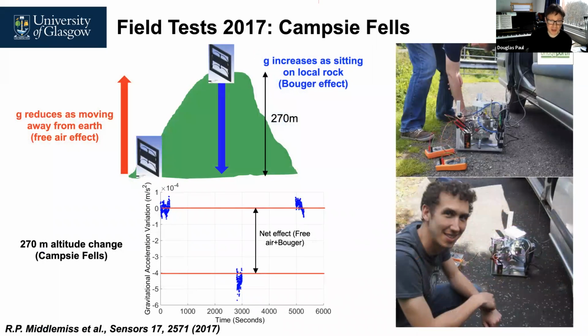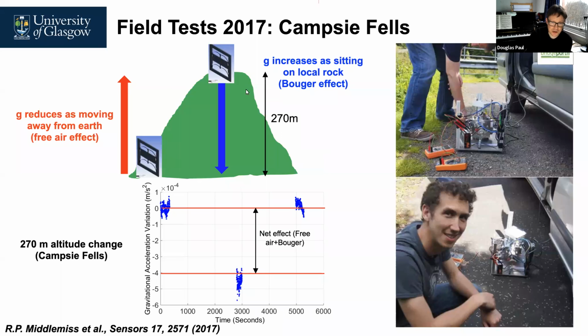We actually went up the Campsie Fells, just north of Glasgow, and we measured it at the car park at the bottom. We then went up the top, and as we move away from the Earth's surface, we have what's known as the free air effect, and the gravity signal decreases. But it didn't decrease as much as we expected from just moving away from the center of the Earth by 270 meters. And that's because, in fact, the Campsie Fells, as geologists in Glasgow showed 200 years ago, are made out of granite rock. So the additional density we can measure, and that's called the Bouguer effect.